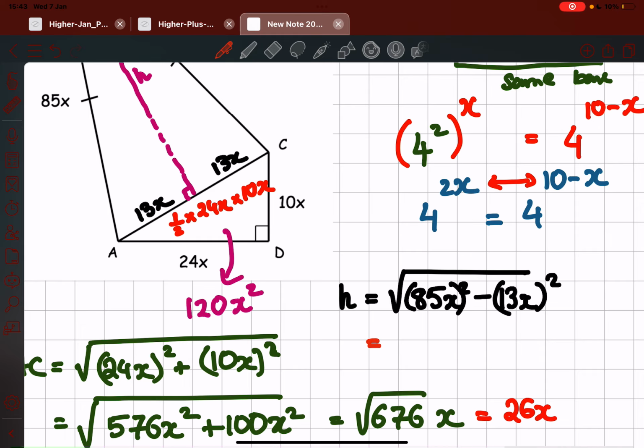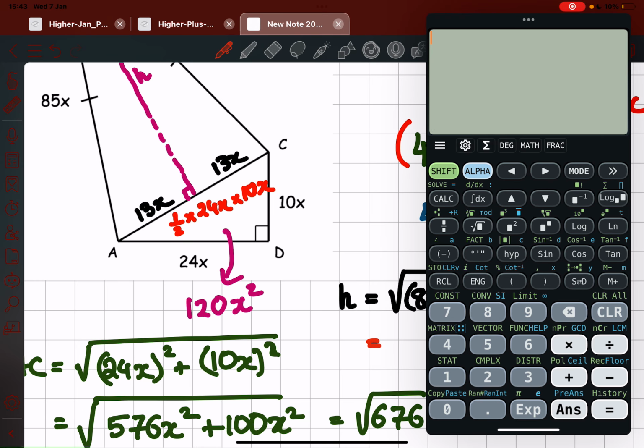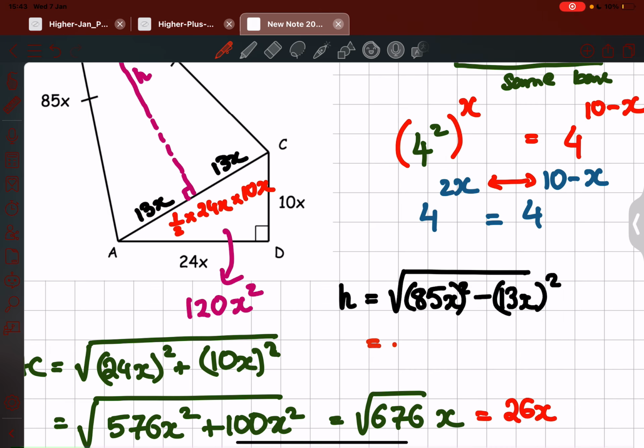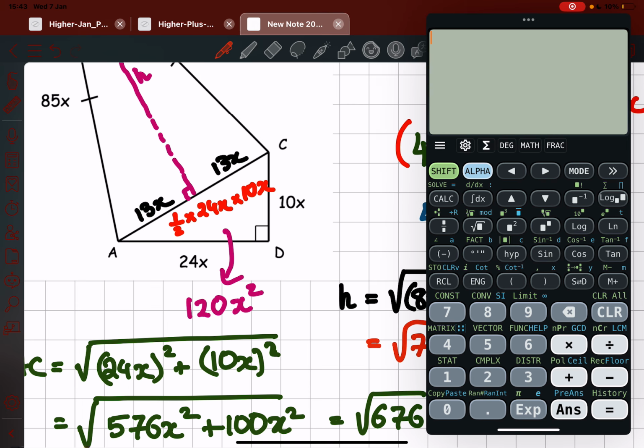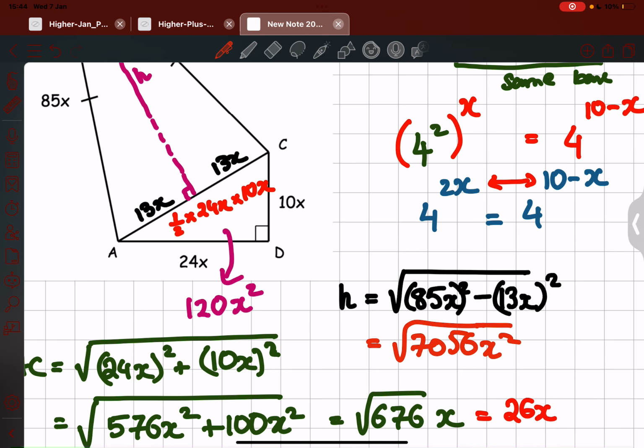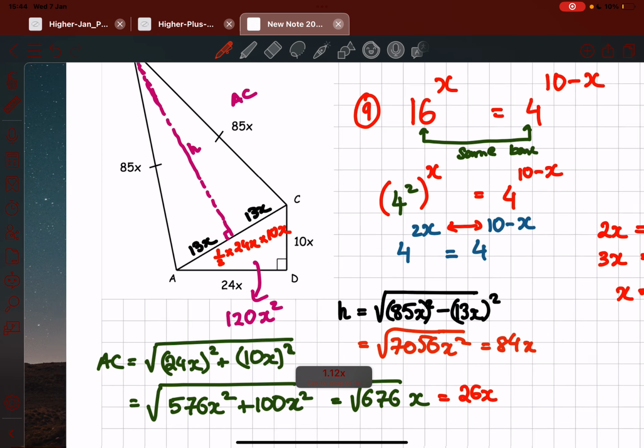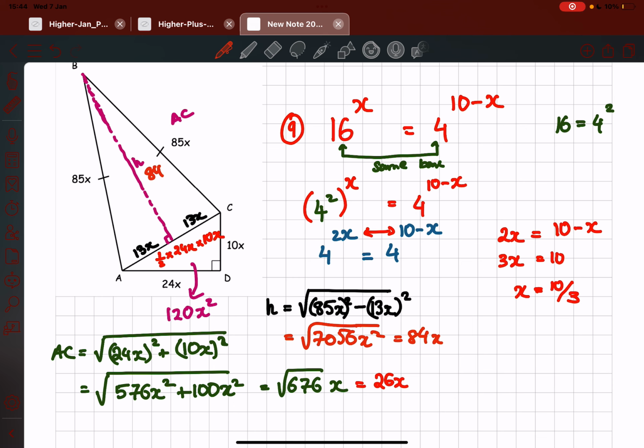And let's see, what do we get? We have 85 squared take away 13 squared, which is 7056. So we have the square root of 7056x squared. I'm hoping 7056 is a perfect square. 7056 is 84. So we've got the height, which is 84x.